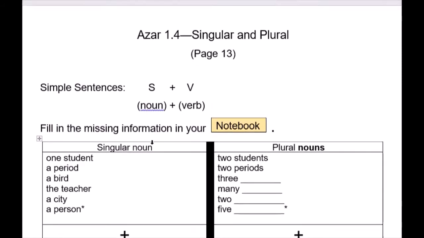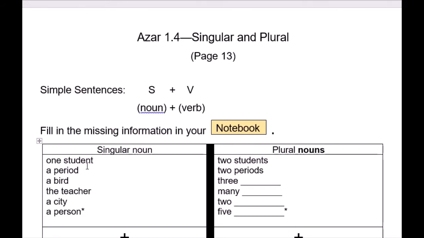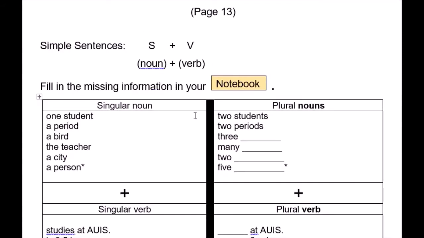Okay, so some singular nouns from the reading. We have 1 student, okay? Plural noun, 2 students, right? Okay, a period, like amount of time, a period, it's a singular noun. Plural noun is 2 periods, okay? A bird, what's the plural? 3 birds. All right. The teacher, many teachers. A city, and the plural is 2 cities.